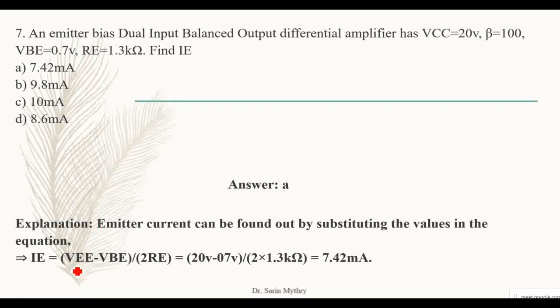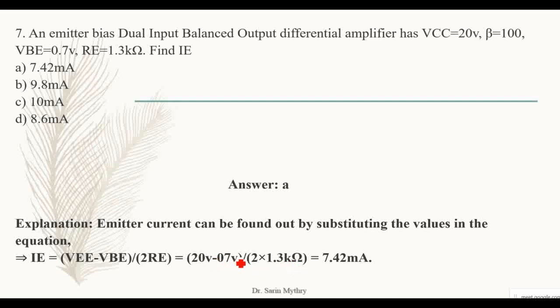It is VEE minus VBE divided by 2 RE. So we are supposed to substitute over here. Here VEE is almost equal to VCC, that is 20 volts, minus 0.7. So 20 volts minus 0.7 divided by 2 into 1.3 kilo ohms.